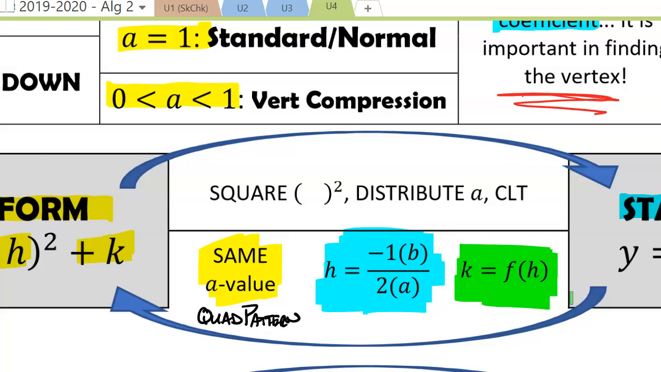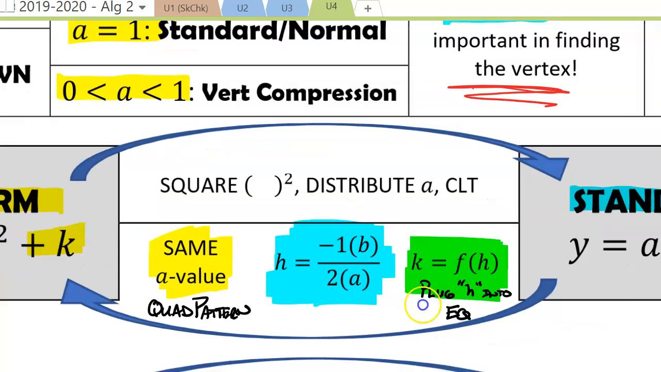So for the h value, we're going to use the formula h is equal to -1 times b, the b value, divided by 2 times the a value. Now for the k value, we're going to do what we did in intercept form as well, and we're going to plug our h value into the equation and simplify down. So we're going to find an x value in the h, and we're going to find a y value of the k.